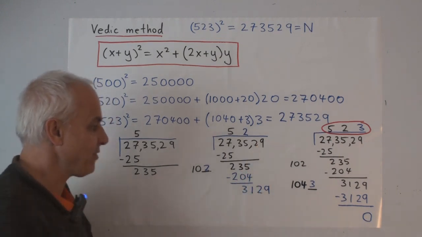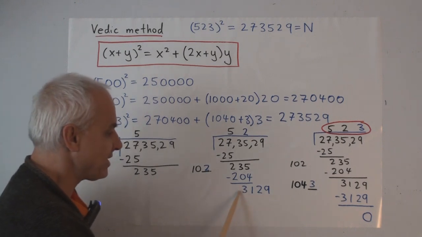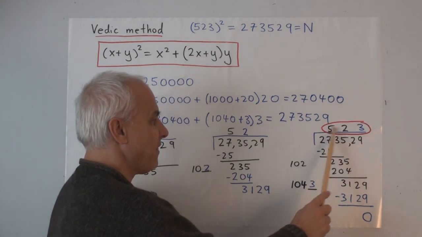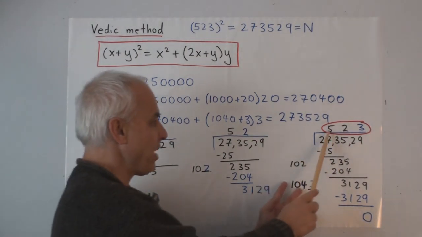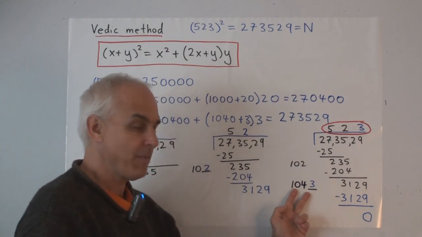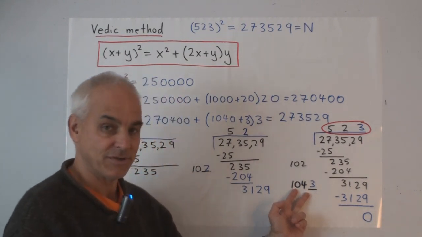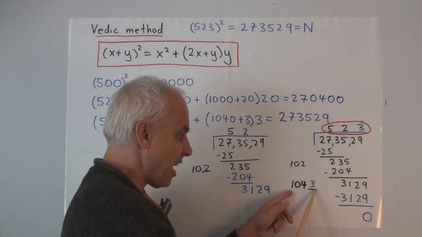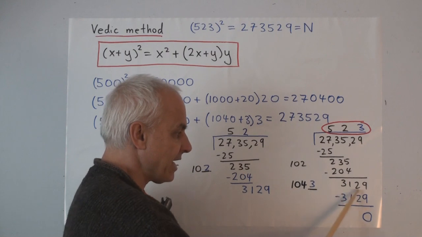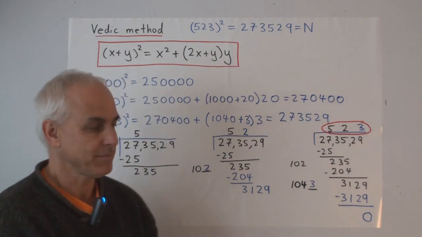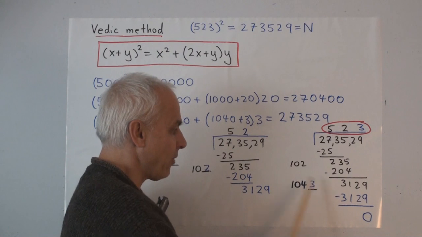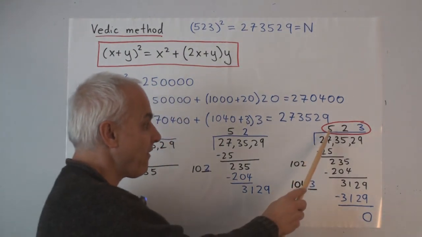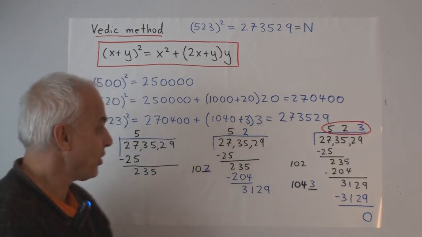Then we pull the 29 down, and we're going to repeat the same process with 329. So what we do is we take 52, which we've already got, we multiply it by 2, there's 104, and we add room for an extra digit. And now we have to choose that digit so that when we multiply the digit times this number, we get something that's less than or equal to our remainder. And it turns out that 3 exactly works, and when we subtract, we get a remainder of 0, telling us that 523 is the square root of our original number.